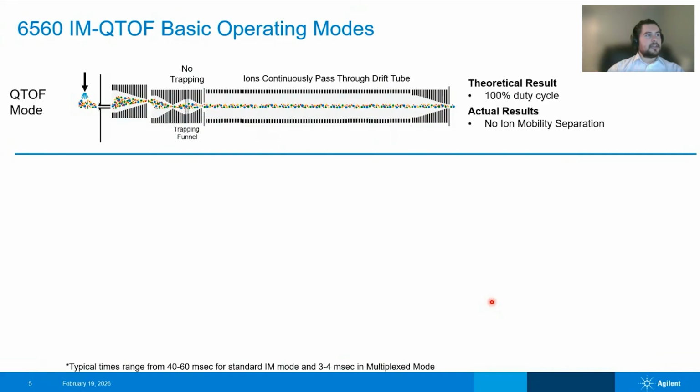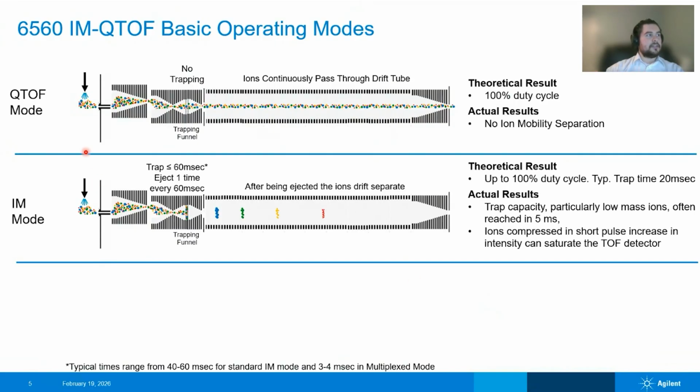Here's another schematic, another way to look at these. In what we call QTOF mode, the ions pass through. Theoretically, we have 100% duty cycle, but we're not doing any ion mobility separation, so we're not making an ion mobility measurement. In IM mode, like I mentioned, we're trapping and pulsing in the ions, and then separating the ions based on size and charge using ion mobility. For most Agilent instruments, we're using nitrogen gas, but you can plumb in helium or argon or any other gas you'd want to use. But generally speaking, we're going to be talking about nitrogen.